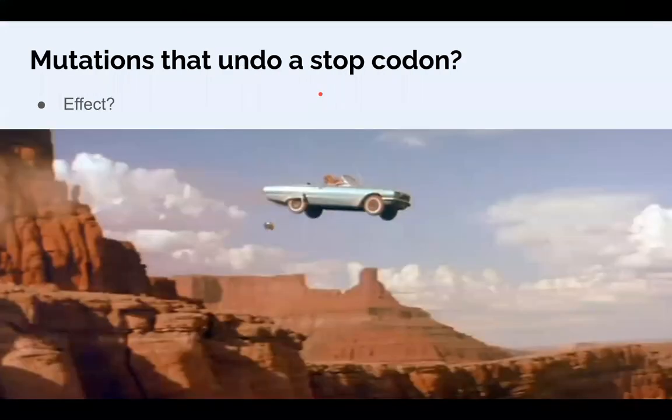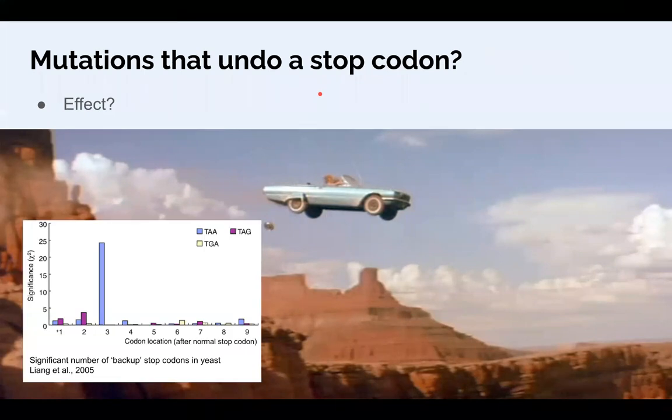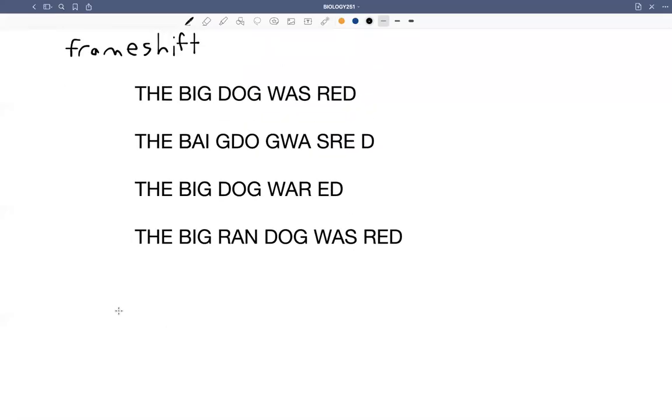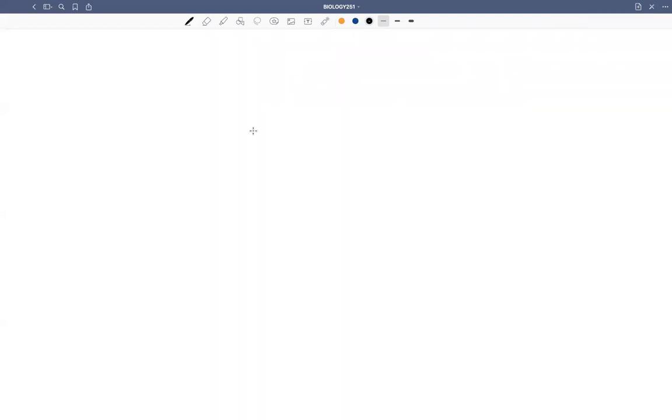All right. So I get this question once in a while. Students ask me, well, what happens if you have a stop codon that mutates so that it's no longer a stop codon, right? So let me illustrate this a little bit. Say we've got our RNA molecule, mRNA, ready to be translated, and say it's got a start codon.